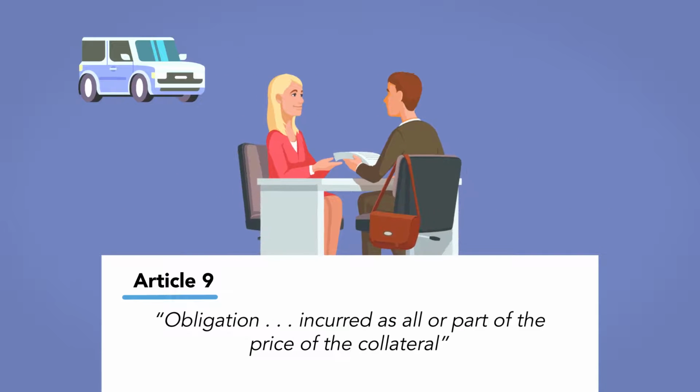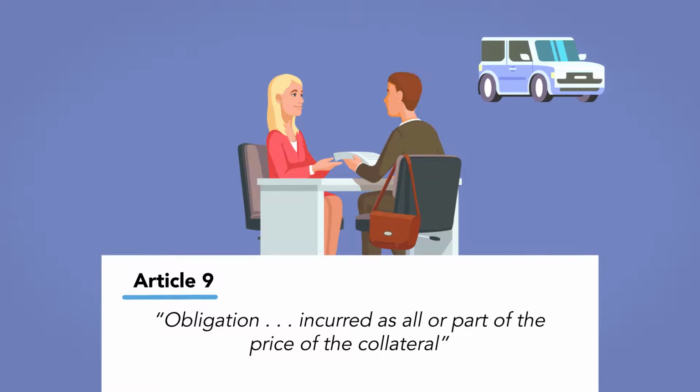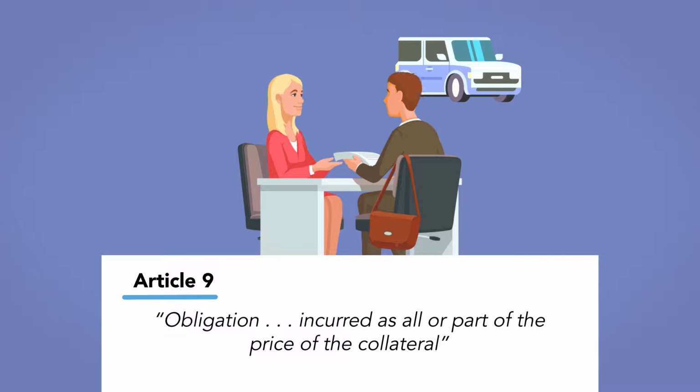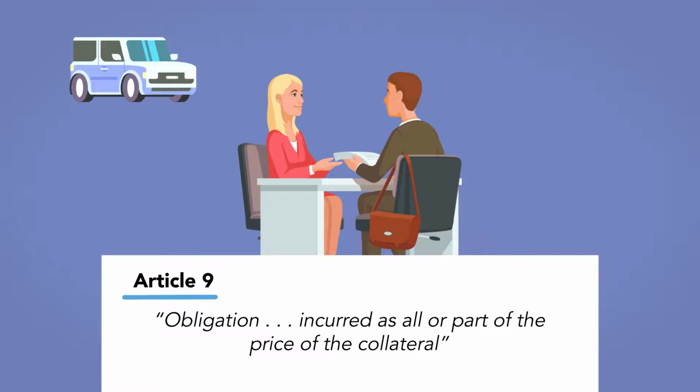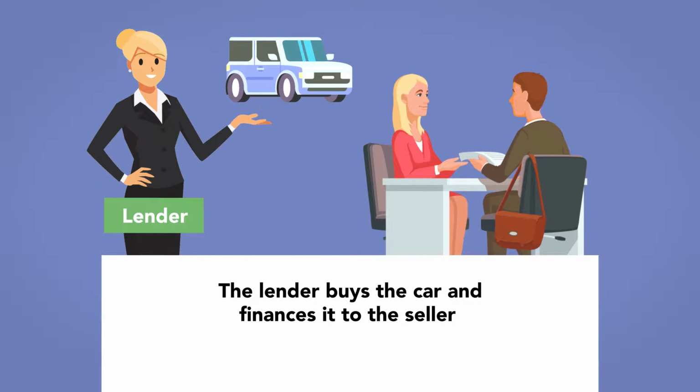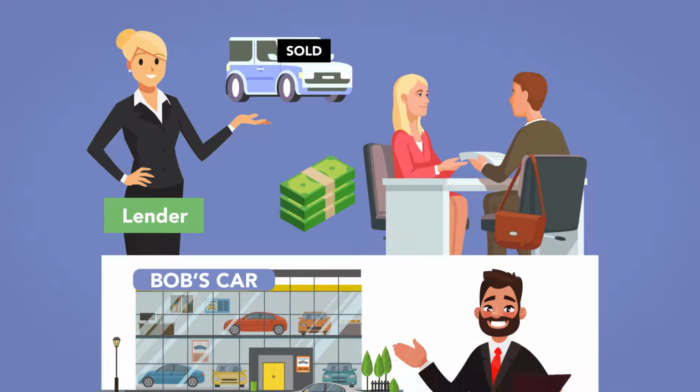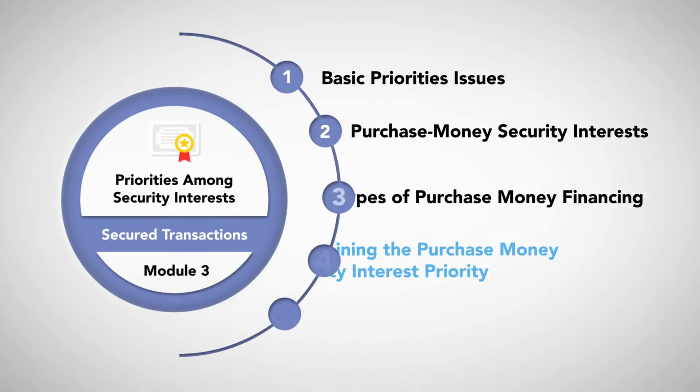The seller advances the goods and the buyer makes payments over time. If the buyer fails to pay, the seller takes back the collateral. Rather than paying for the car, the lender in this scenario buys the car and then finances it to the seller. Occasionally, a small used car dealer will offer in-house financing this way.